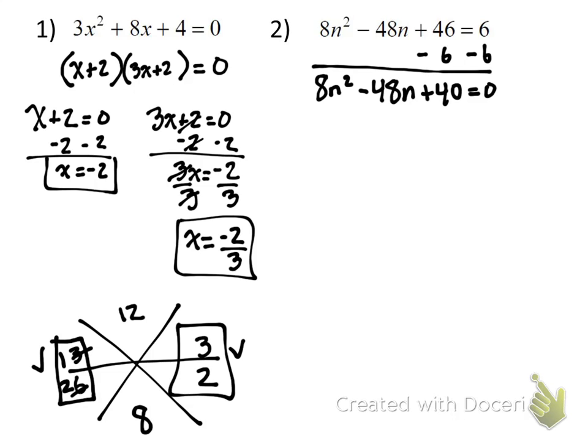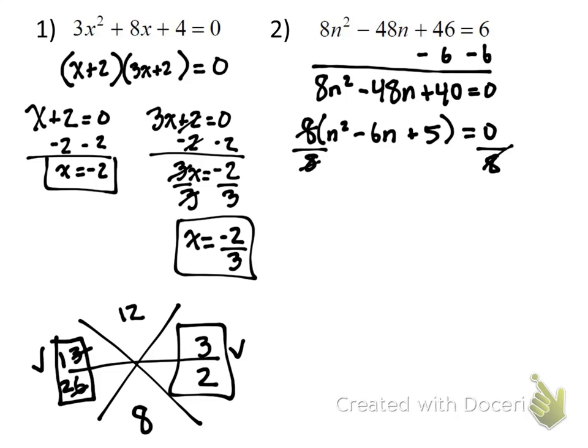Step 3, factor one side. We ask ourselves, is there a common factor here? Yeah, there's a common factor of 8. So watch what I'm going to do. I'm going to factor out an 8. And since I did that, now I'm going to divide both sides by 8. 8 divided by 8 cancels out, and I'm just left with 1. 0 divided by 8 will still be 0.